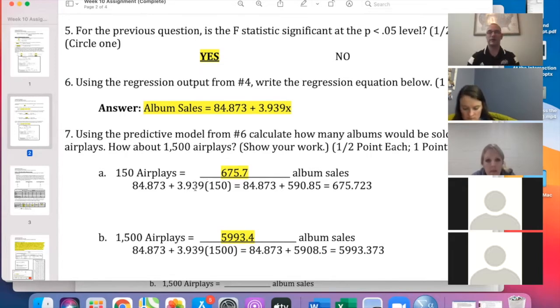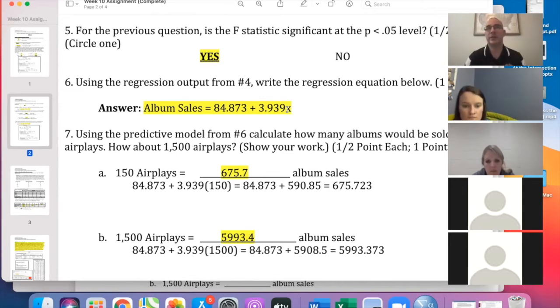So 3.939 times 150, you should get 590.85 plus our constant. So we would see 675.7 album sales with 150 airplays. Well, what about 1,500? You can check my math, but you should get approximately 5,993.4. Just replace X with your independent variable.